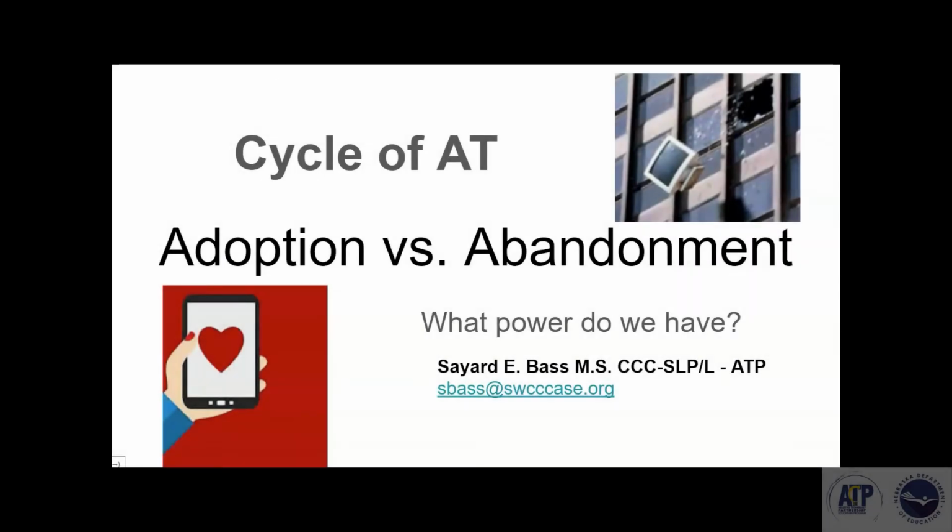Welcome to Section 7 of our modules. This one is going to discuss the cycle of assistive technology and how that can influence adoption or abandonment of the tools that we found for our students.